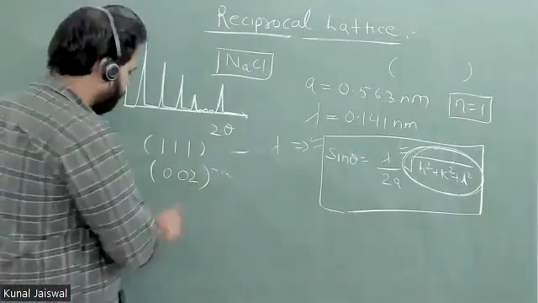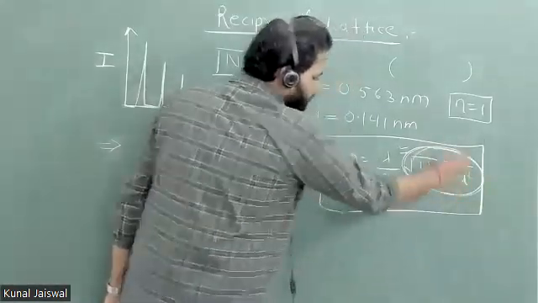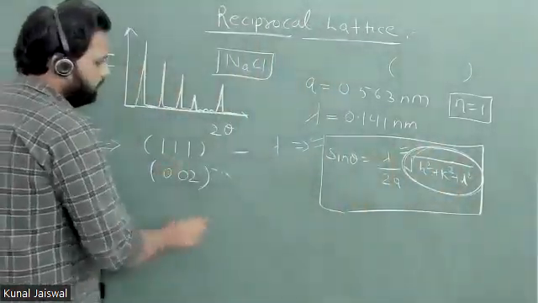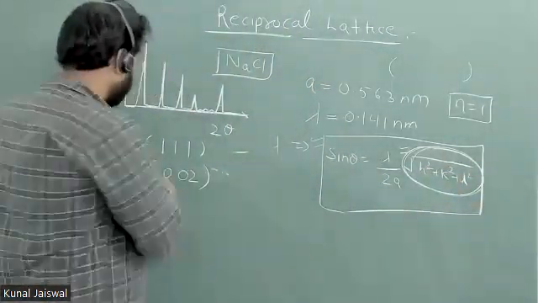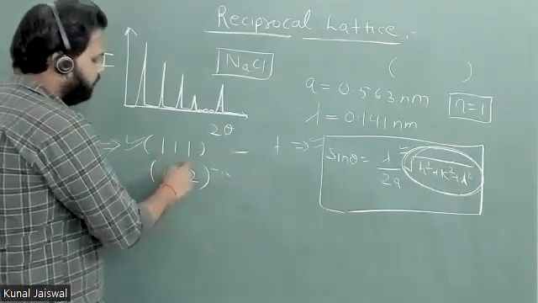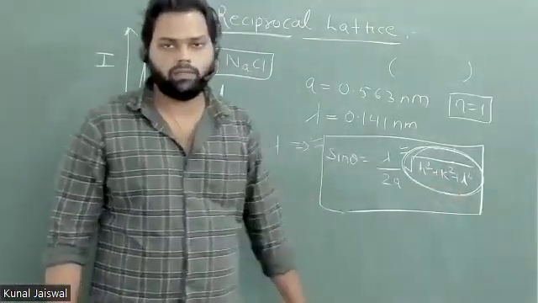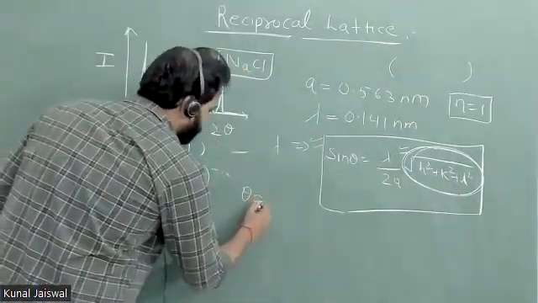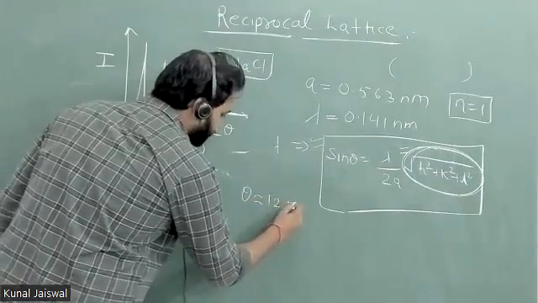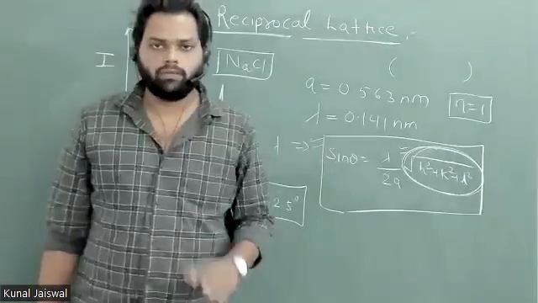Okay, so if you are taking 002, this factor comes out to be 2, and when you will take 111, this factor comes out to be 1.732. So which is minimum? It is coming out minimum for the 111 plane. Okay, so the HKL value will be 111, and the angle theta will be approximately 12.5 degrees. So the answer will be around 12.5 degrees.